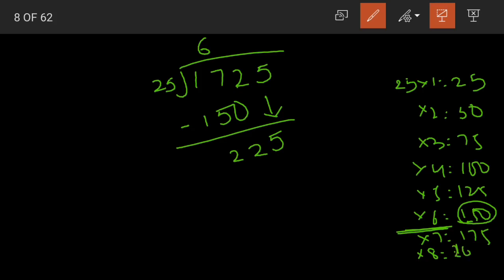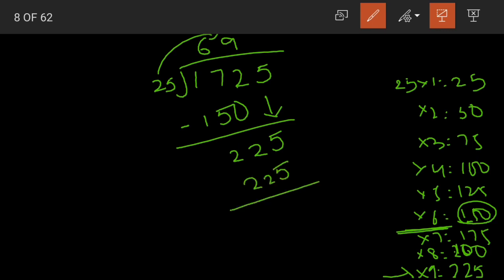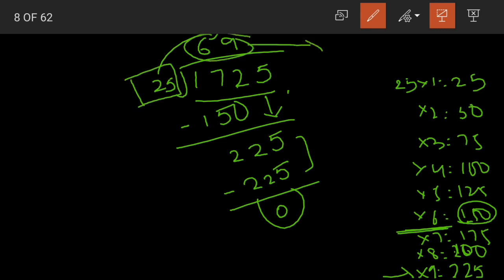Here we have 25 8s are 200 and 25 9s are 225. We are having the exact number here. So 25 9s are 225, 9 becomes our quotient, 225 written here. Again we need to subtract them. Yes, 225 minus 225, 0 will be our remainder. So 1725 divided by 25 is nothing but 69.